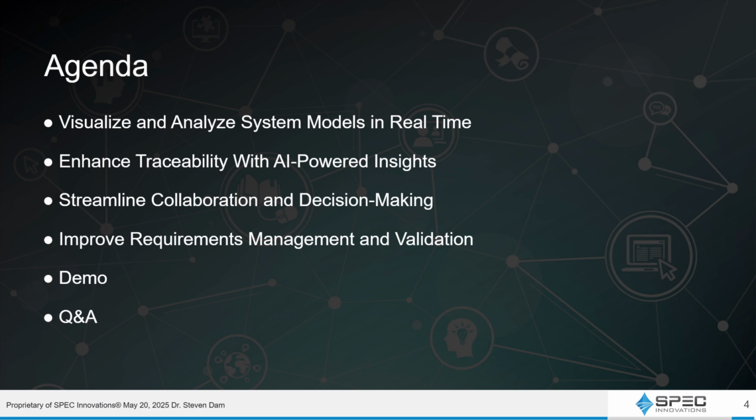So we're going to talk a little bit about visualizing and analyzing system models in real time and how we can do that. I'll talk about the enhanced traceability that we've used, particularly where we've used AI to help us give us insights into that traceability. Also streamline collaboration and decision-making and improve requirements management and validation. So there are many other aspects to complex systems. So hopefully you have many questions and we'll be able to answer those for you.